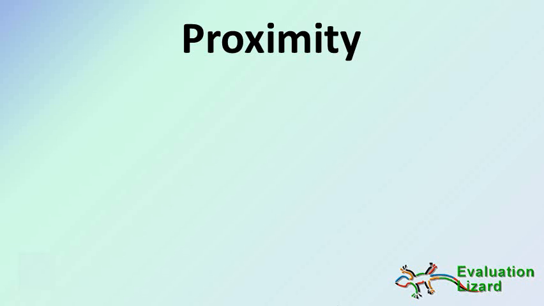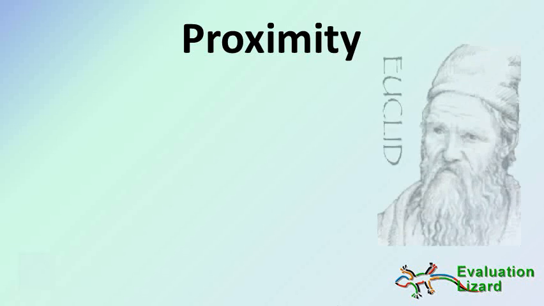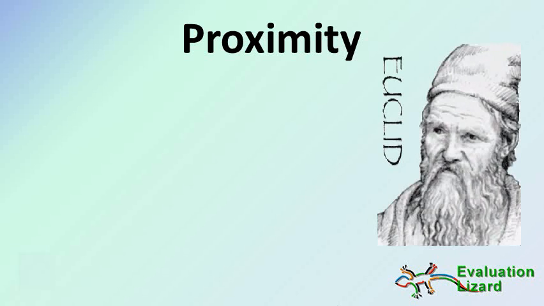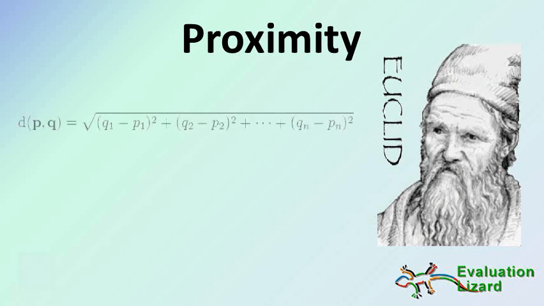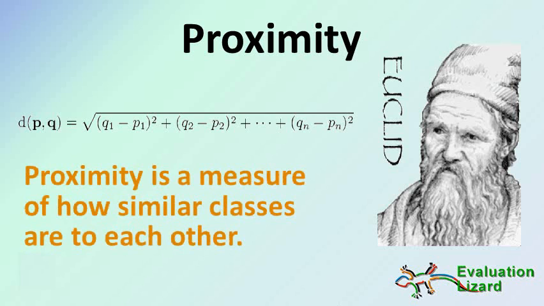Now, just a brief explanation. To make the synthetic control method work, we used mathematics introduced by Euclid. He figured out how to calculate the distance between 2 points using a variation of the Pythagorean theorem. We use his method to calculate how similar your pretest values are to all other Evaluation Lizard classes. We call the measure of similarity proximity.